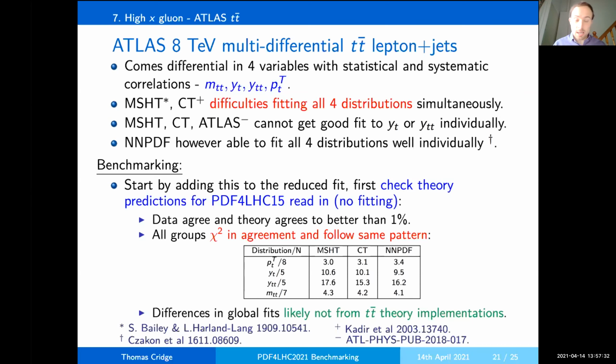And that's even true of NNPDF here, you can see. And what this tells you is that the differences in the global fits are likely not down to different t-tbar theory implementations. So you can ask, well, what are they down to?